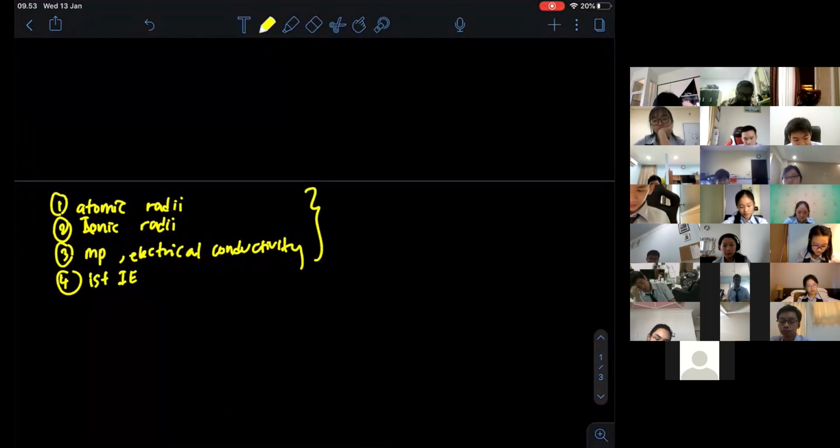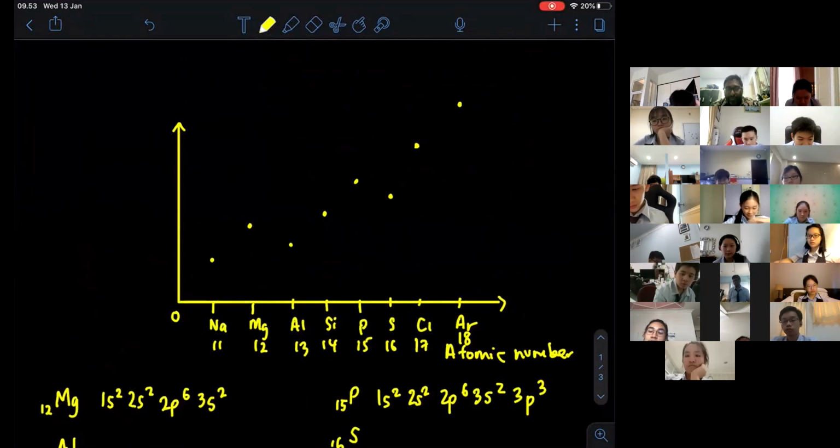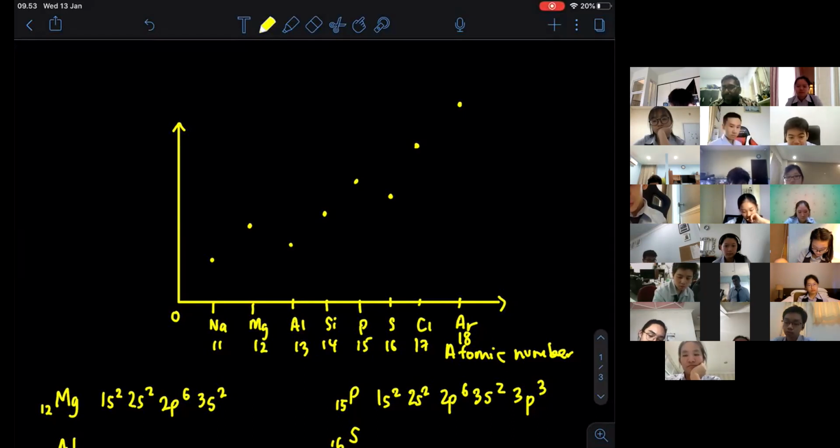The last one that I want to mention here is the first ionization energy trend. If you look at this graph, which I've drawn for you, it shows the trend across period three: sodium, magnesium, aluminium, silicon, phosphorus, sulfur, chlorine, and argon. Generally, the trend is increasing. The ionization energy is increasing.